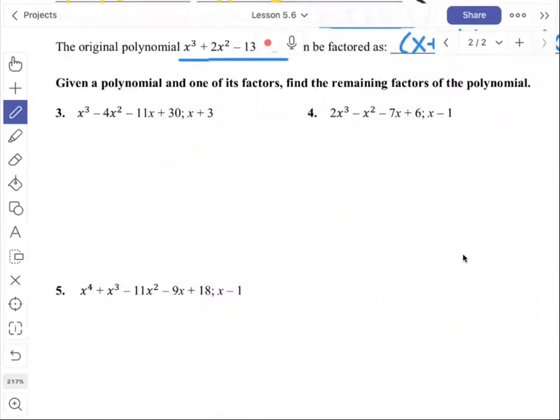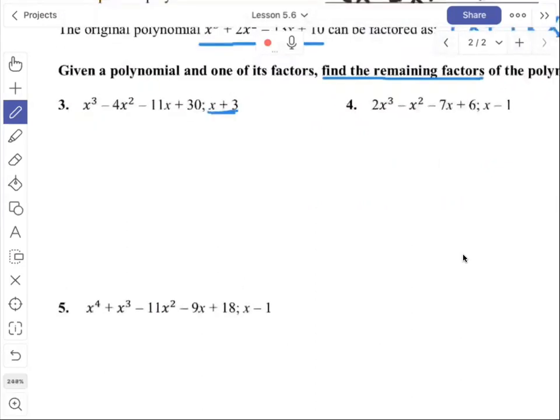All right, so let me do number 3. It says, given a polynomial and one of its factors, find the remaining factors of the polynomial. Okay, so we are given that x plus 3 is a factor. So let's use synthetic division, just to make sure it is. Okay, so we have -3 on the outside, and we have 1, -4, -11, and 30 on the inside.